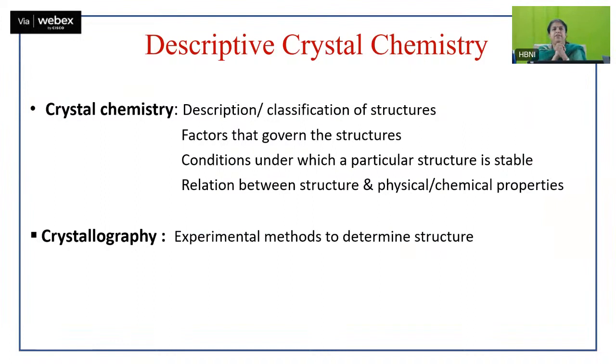Coming to the interesting parts now, we'll revise quickly because most of you have done it. Very, very simple things. I will tell you small, simple things that I know and I want you to carry with you. These are simple, but most of the time we try to ignore the difference. What is crystal chemistry and what is crystallography? Crystallography is all the experimental methods that you use to determine structure, like X-ray crystallography. It is a method that you use to determine the structure. And when I say crystal chemistry, today we'll study crystal chemistry. What does it mean? Description of the structure, classification of the structure, factors that are governing that structure, the conditions under which that structure would be stable, and the relation between the structure and the properties that it exhibits. All this constitutes crystal chemistry.